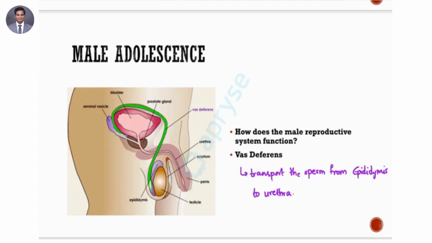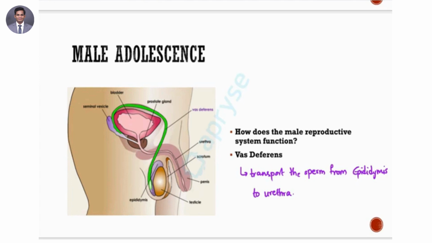When you have these family planning procedures being done, there is a tweak in the fallopian tube for females, and at the same time in males it will be in the vas deferens. So that is that. That is your vas deferens.